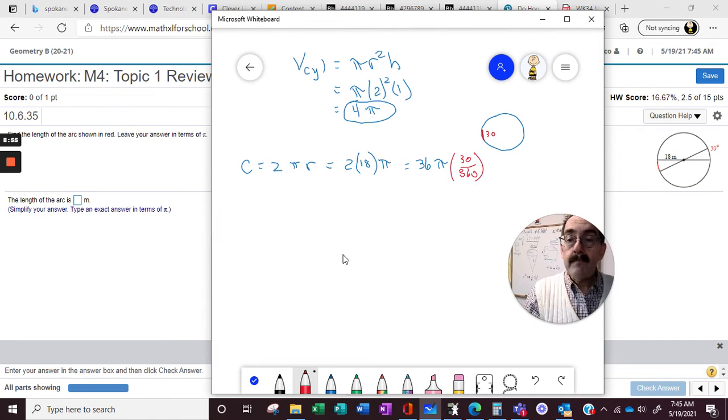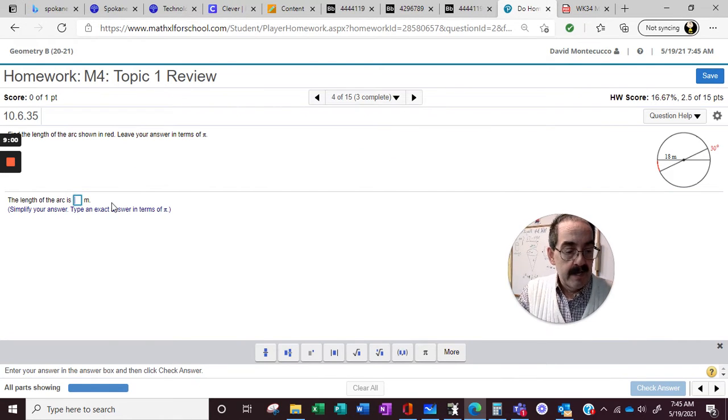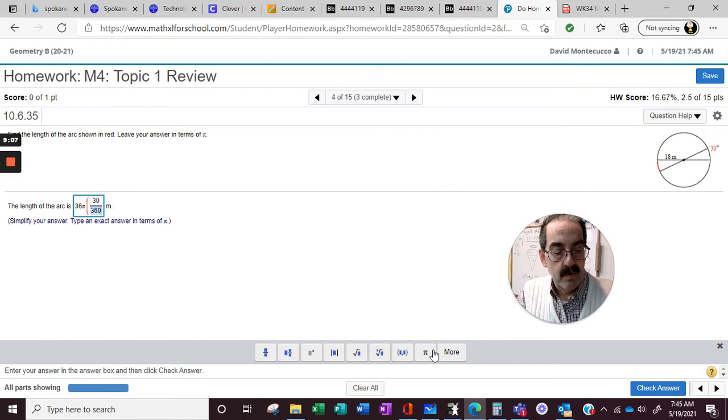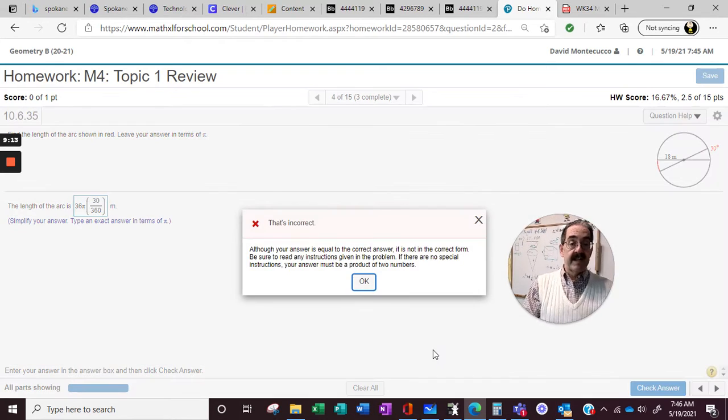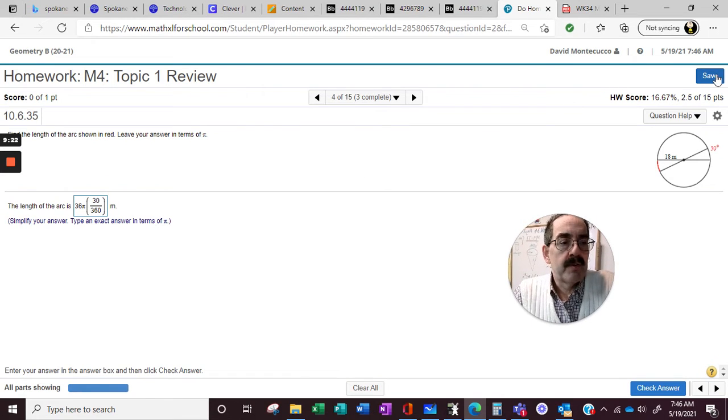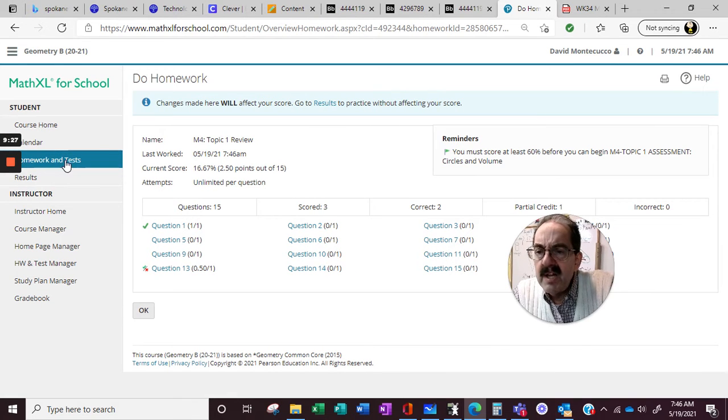So, again, I'm going to type that in, and you're going to see that 36 pi, parenthesis, 30 of the whole 360, close the parenthesis. It's going to say that my answer is equal to the correct one because I didn't multiply it out, I didn't simplify it and all that. Once you do that, be proud of yourself, you can move on. Again, this is our advanced version.